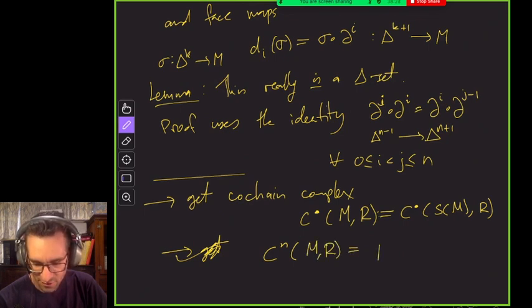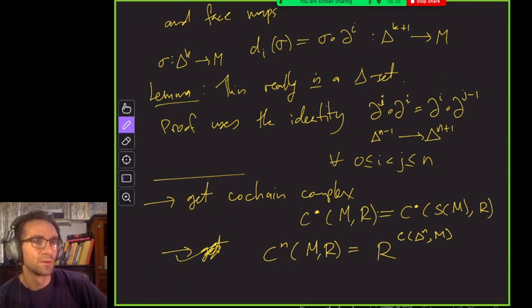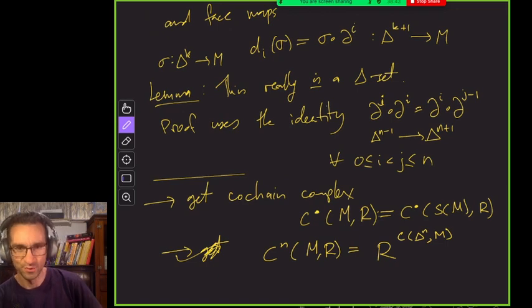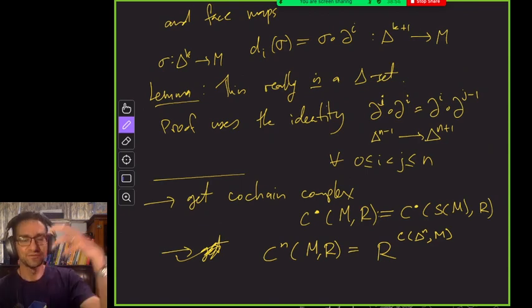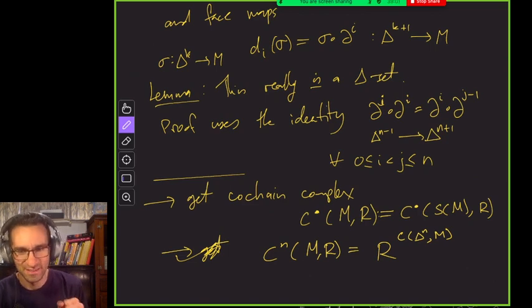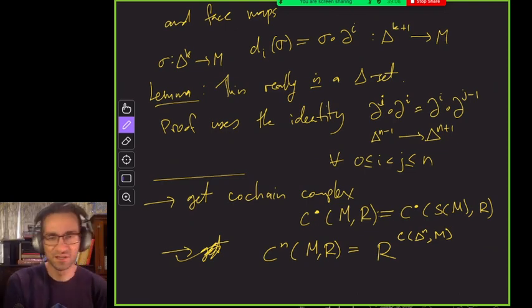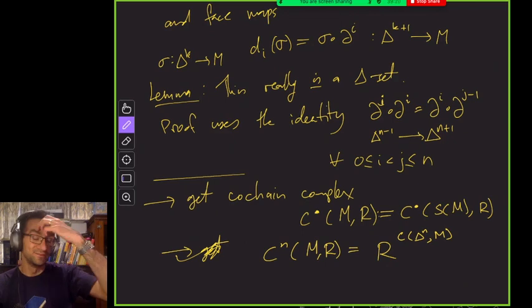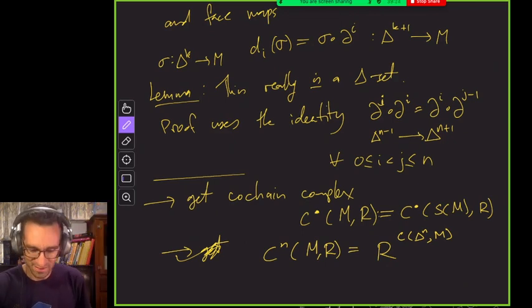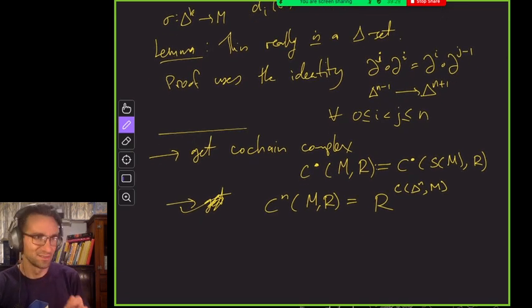C^n(M; R) is the set of all functions to R from continuous functions from Δ^n to M. So now we've got some uncountable base of functions, let's say M is the torus, functions from a simplex into a torus, and then we've got functions out of this function space into R. So this is uncountably infinite dimensional, and it's not even the free module on this uncountable set, it's functions out of this thing, so it's even bigger again. It's like 2 to the aleph-zero or something. It's big. So we aren't writing down matrices at this point.